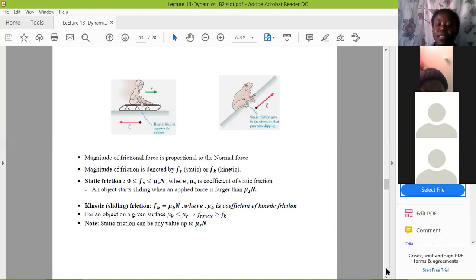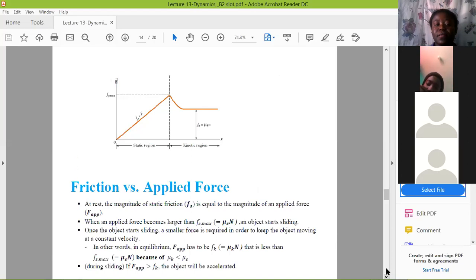Remember and keep in note, as I've said, that the static force can be any value up to mu s times N. We just want to check the friction force versus the applied force, and relate what happens. When the object is at rest, the magnitude of the static friction is equal to the applied force.